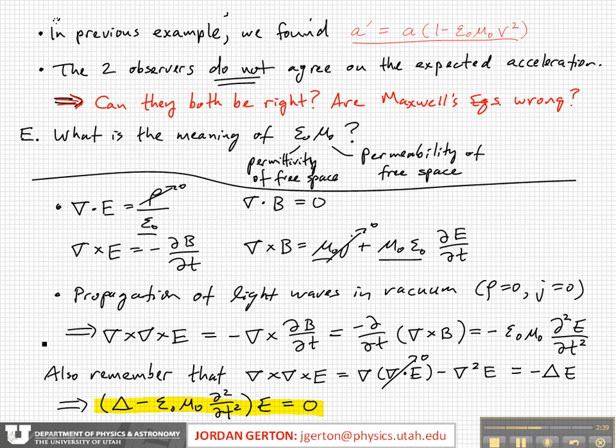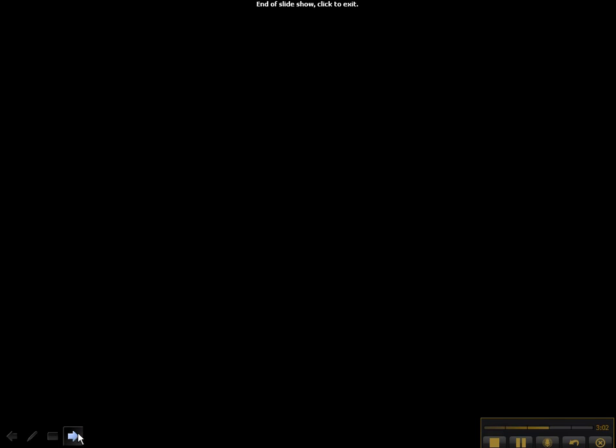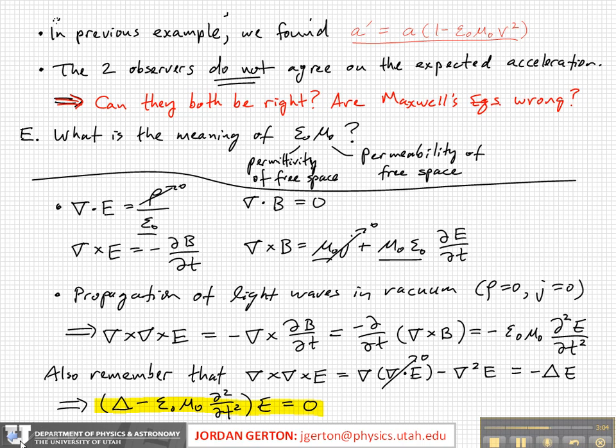So we have the Laplace operator, which is just a second order spatial derivative, and we have a second order time derivative. So if we want to evaluate this, we actually have to consider an actual wave. So we have to consider the form of a wave and actually take the second spatial and time derivatives. Okay, so let's do that now.